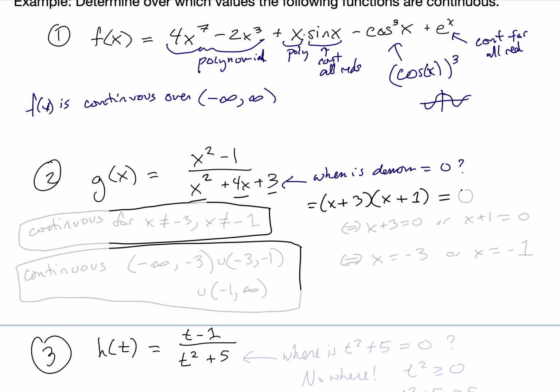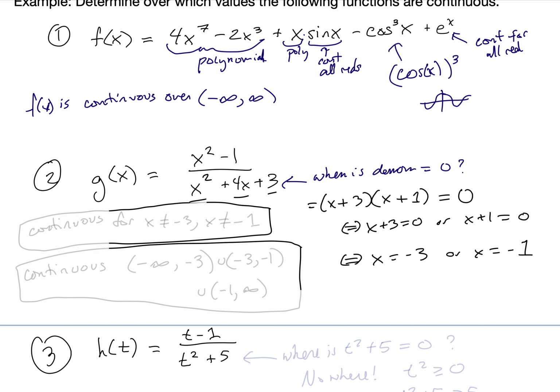And we see that that's equal to 0 if and only if either the first term or the second term is equal to 0. So x plus 3 equals 0, or x plus 1 equals 0. And that's if and only if x is equal to negative 3 or x equals negative 1. So those are situations where the denominator is equal to 0, and so those are situations where the function is discontinuous.